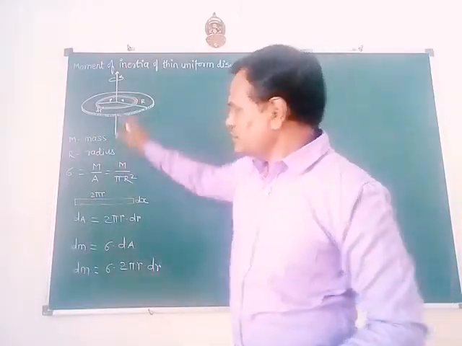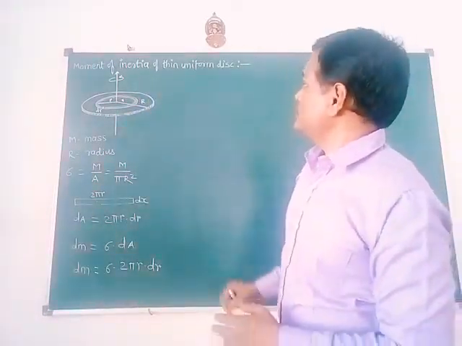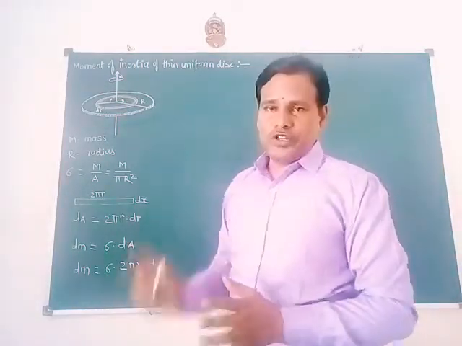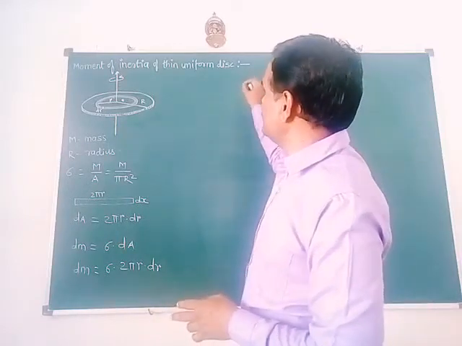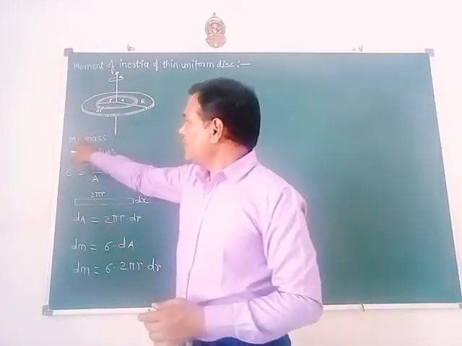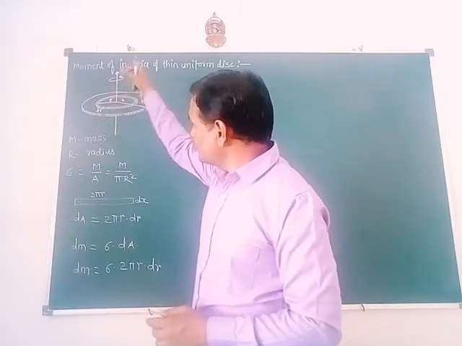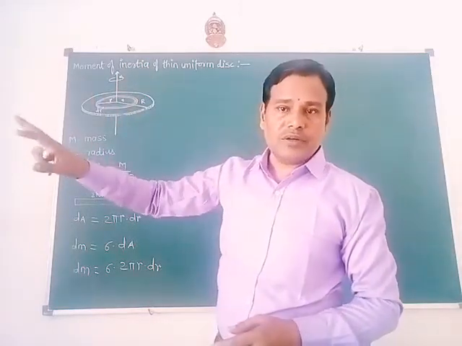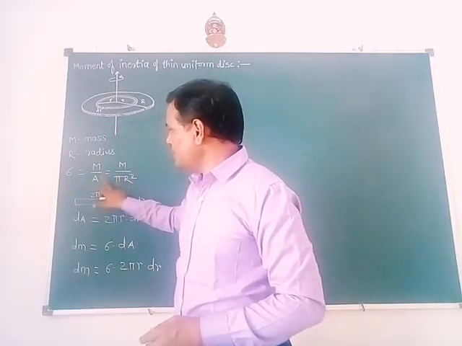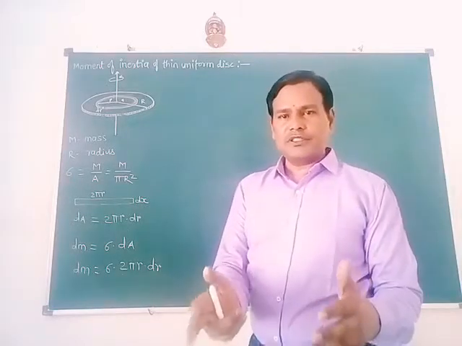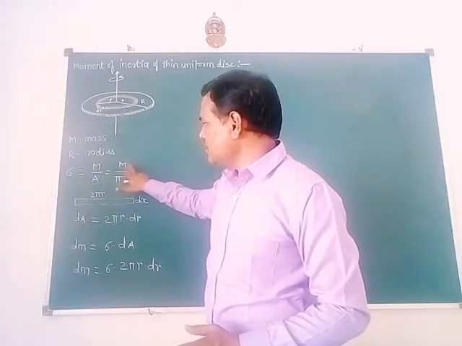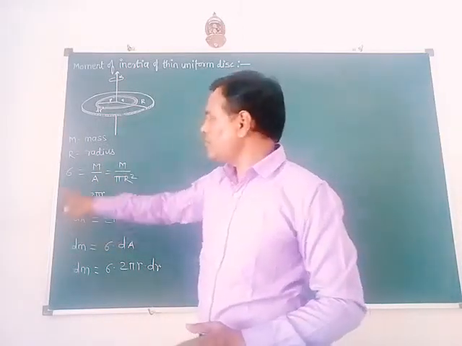Consider once again, these are very important concepts to obtain the moment of inertia of the thin uniform disc. What we have to study here? We have to derive the moment of inertia of a thin uniform disc. Here we consider a disc having mass M and radius R. It is rotating about the axis passing through the center perpendicular to its plane. The next quantity we have to consider is mass per unit area, sigma. It can be represented by rho also. So sigma can be read as mass per unit area, which is M by pi R square. For unit area, the mass is sigma.